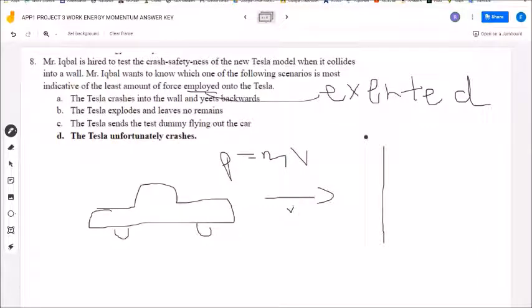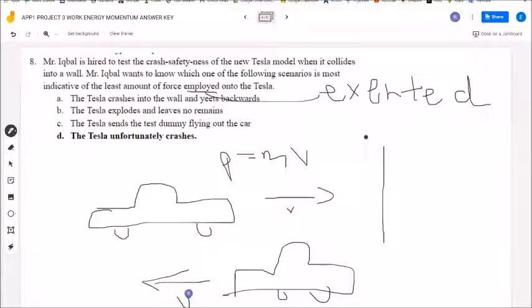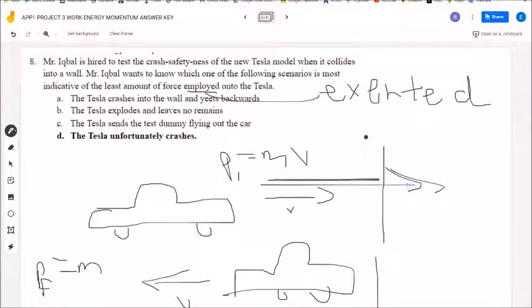And then in the scenario after, it crashes into the wall and yeets backwards. So the car would then be going this way with a velocity away from the wall. This is the momentum before, P initial. Momentum after would be P final, mass times this new velocity. The change in momentum would be a great change. Since the mass stays the same, the only thing we should worry about is the velocity. Since velocity is going this way, for it to change into a velocity going this way, it has to be a great change.